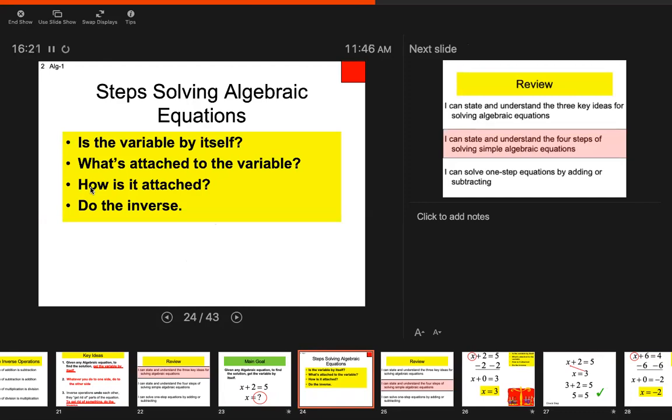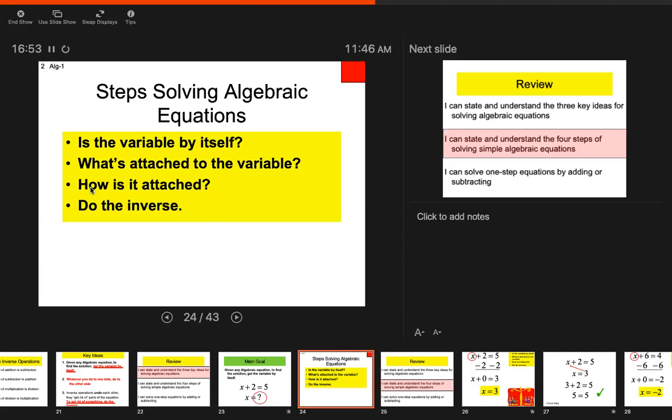It's a script. You ask yourself, is the variable by itself? Guess what happens if the answer is yes? You're done. But the answer will be no most of the time, until you're done. So the answer is going to be no. So you go to the next question. Well, if the variable is not by itself, there's got to be something attached. When there's a 7-step equation, there are 7 things that you need to get rid of. When it's a 1-step equation today, there's only 1 number you need to get rid of.